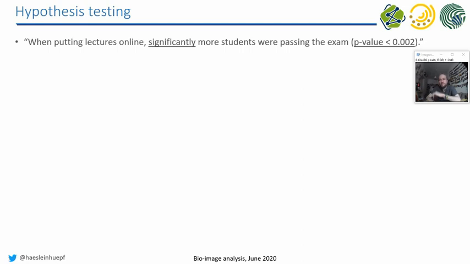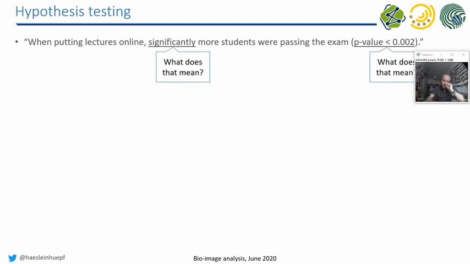So all students passed the exam, and we were thinking about, okay, what did we do different this year? This year, all students were taught online. So we had online teaching and no in-house teaching anymore. And that's why we can write something like, when putting the lectures online, significantly more students were passing the exam. So we describe our observation. We did something, and then we observed something else. So we observed that all the students passed the exam, and we have a p-value describing our observation.